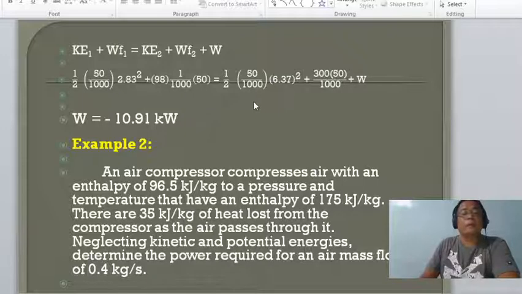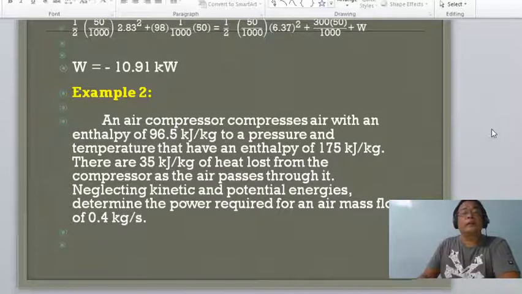Next example. An air compressor compresses air with an enthalpy of 96.5 kilojoules per kilogram to a pressure and temperature that have an enthalpy of 175 kilojoules per kilogram. So, there are 35 kilojoules per kilogram of heat lost from the compressor as the air passes through it. Neglecting kinetic and potential energies, determine the power required for an air mass flow of 0.4 kilogram per second.